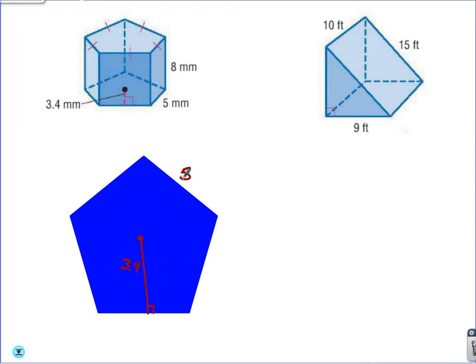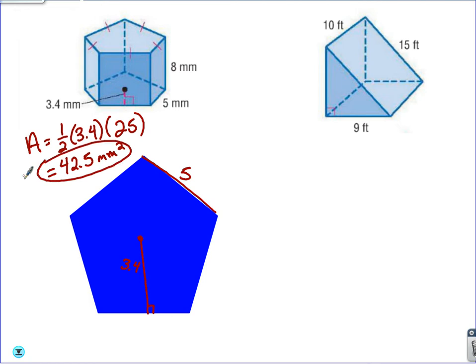The area of a pentagon is equal to 1/2 times the apothem times the perimeter. Since the side length is 5 and there's 5 of them, the perimeter would be 25. Like I said, we're not used to that. We're used to them making us find the apothem and making us find the perimeter. Has anybody got that typed in? Because we can do exact on that. Say again. 42.5. That's the area of the base, millimeters squared.